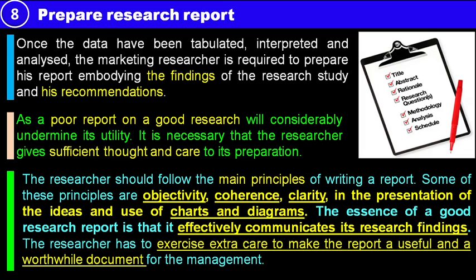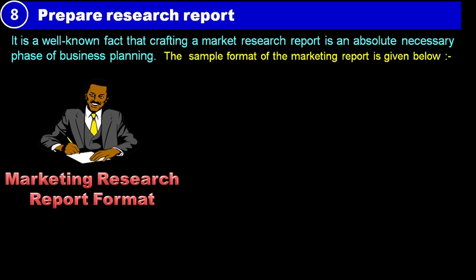The researcher should follow the main principles of writing a report. Some of these principles are objectivity, coherence, clarity in the presentation of the ideas, and use of charts and diagrams. The essence of a good research report is that it effectively communicates its research findings. The researcher has to exercise extra care to make the report a useful and worthwhile document for the management. It is a well-known fact that crafting a marketing research report is an absolutely necessary phase of business planning.